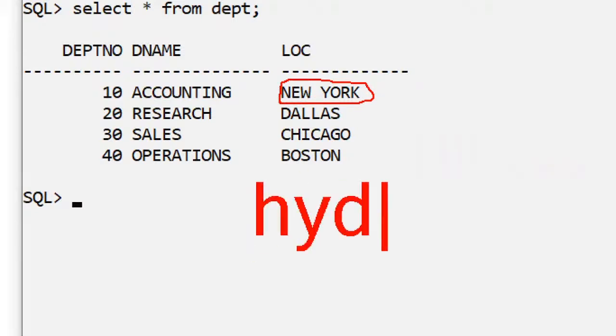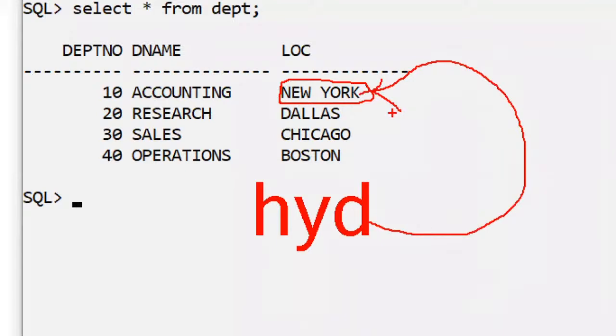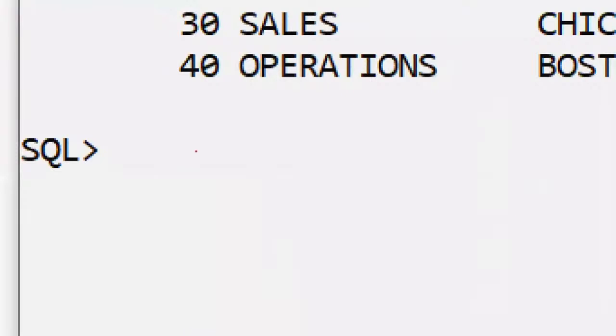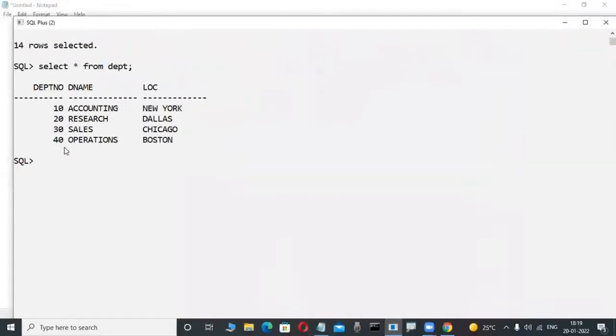For example, maybe now here. Suppose I want to change this New York location into Hyderabad as a location. I want to change it in this relational database. How can I? Just at the SQL prompt only, SQL language we are using. SQL language means a very easy language. How? I will tell you. Now, SQL language is there in the future.